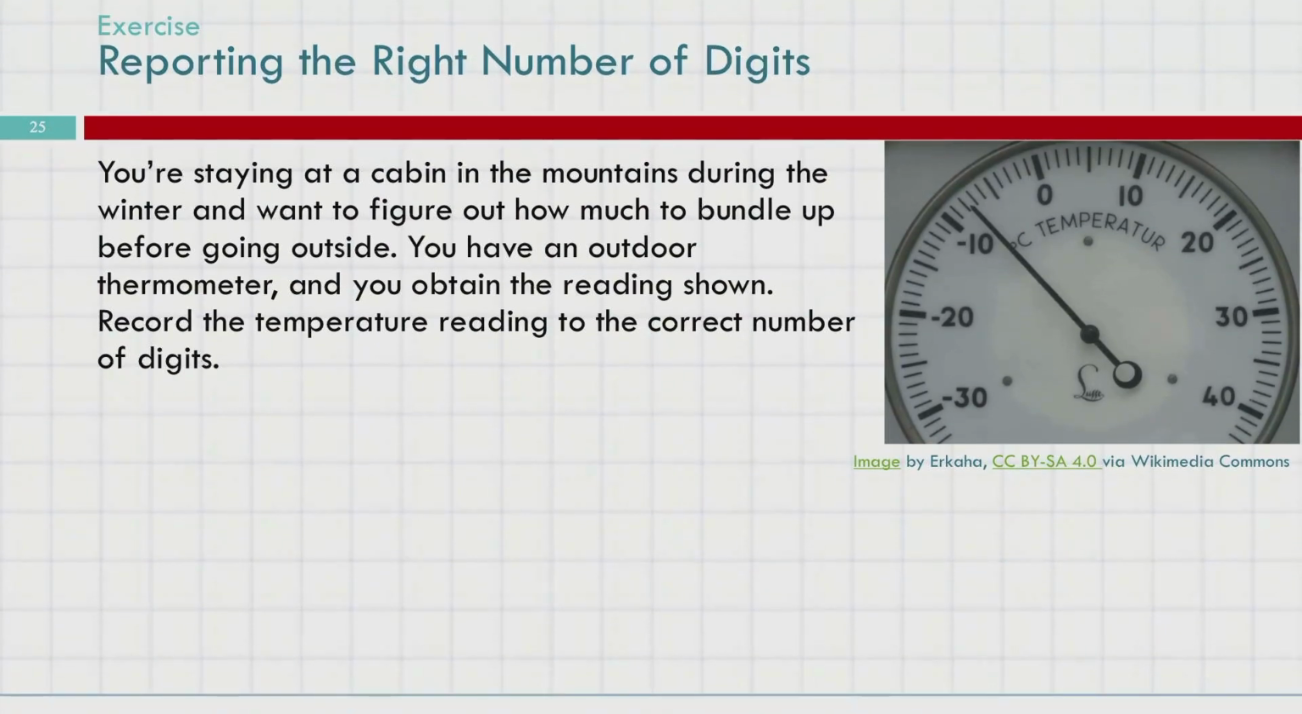OK, let's say that it's winter. Conveniently, it is winter. And you're staying up at a cabin in the mountains, and you want to figure out how many layers you need to put on, or how cold you're going to be if you go outside. You have this outdoor thermometer that you can see from inside the cabin, from the safety, from the warmth. And it looks like what we see here. For practice, record that temperature reading to the correct number of digits, and remember to include units.